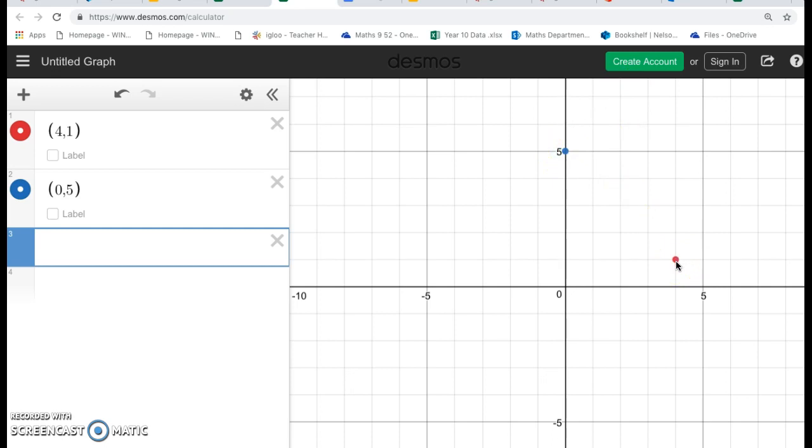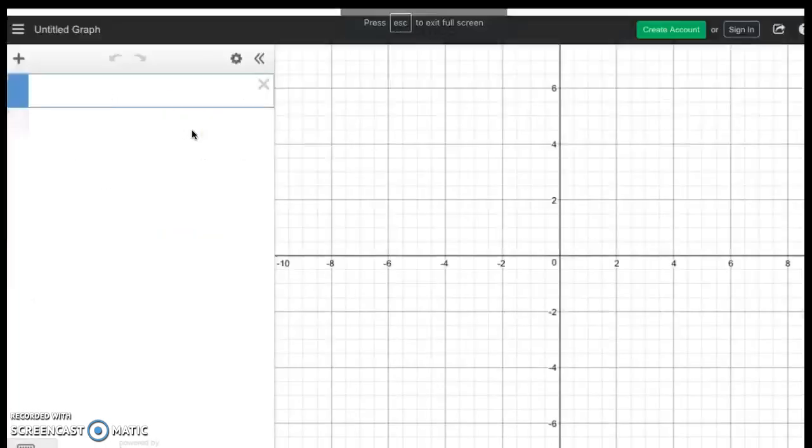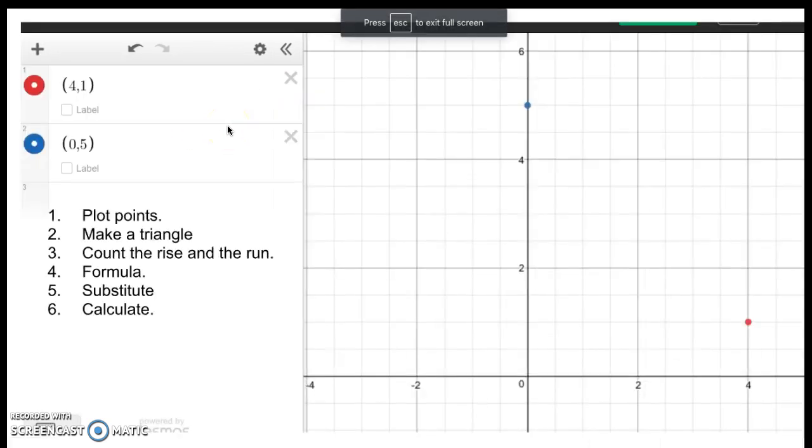Remember what we did yesterday. We drew a line across, a line down to form our right-angled triangle. The second thing we've done using that. So let's have a look. There's Desmos, which you're familiar with. Let's follow their steps. We've plotted the points. This is a bigger graph, which makes life easier. You're going to make the triangle.